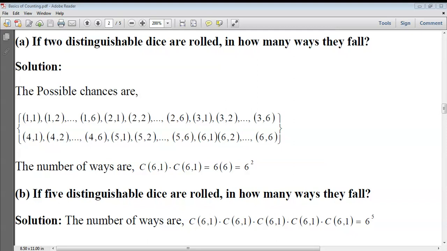In the next question, 5 distinguishable dice are rolled, that means 5 dice of different colors. How many ways can they fall? For the first die there will be 6 chances. It can be 1 or 2 and so on up to 6. For the second die 6 chances, and so on. For the fifth die there will be 6 chances. So it will be the product of 6 into 6 into 6 into 6 into 6. Totally there will be 6 power 5 chances.